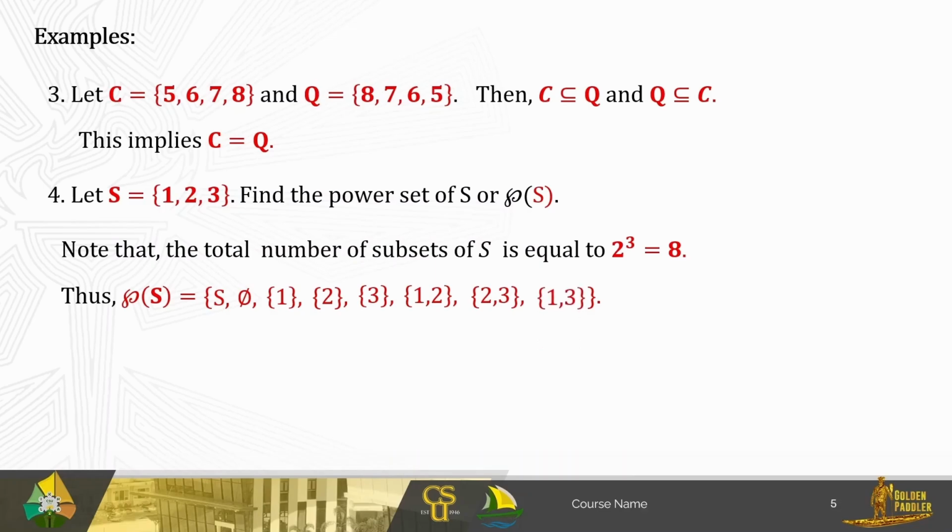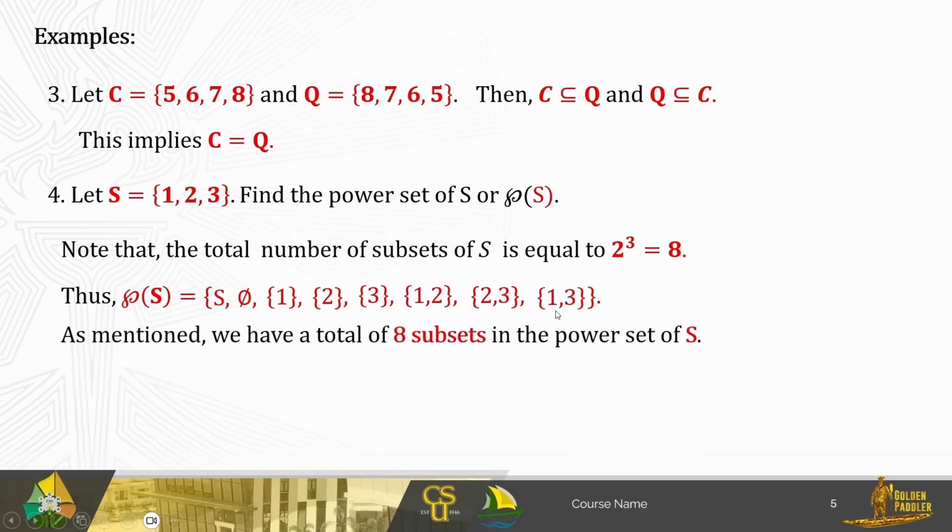So as you can see, there are 8 elements in this power set. We have S, the empty set, the set containing 1, the set containing 2, the set containing 3, the set containing 1 and 2, the set containing 2 and 3, and the set containing 1 and 3. So as mentioned, we have a total of 8 subsets in the power set of S.